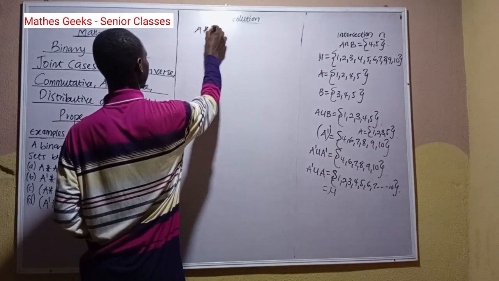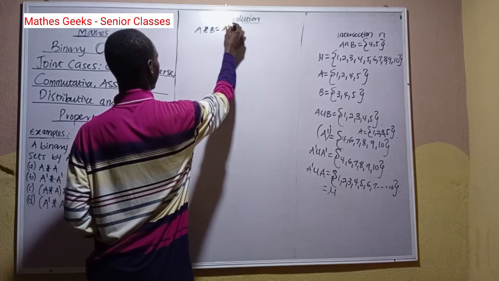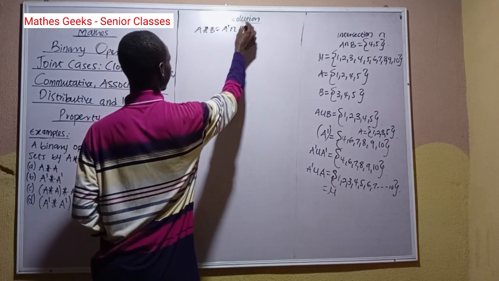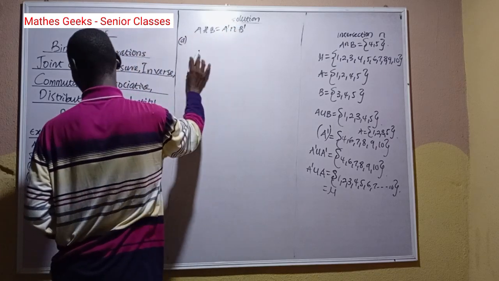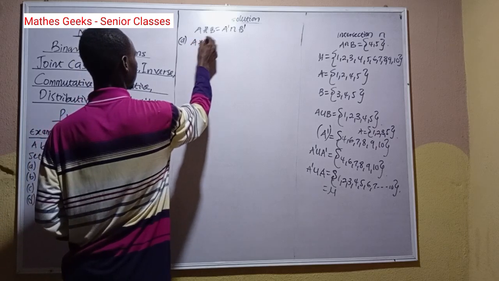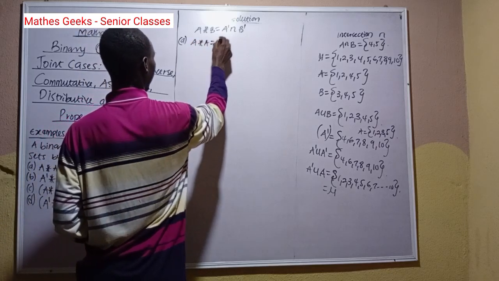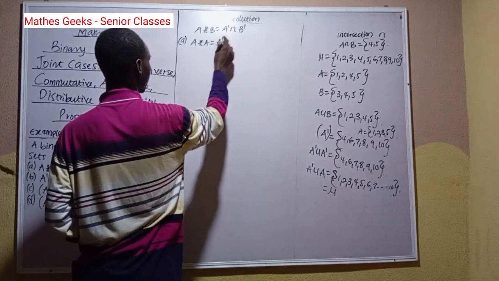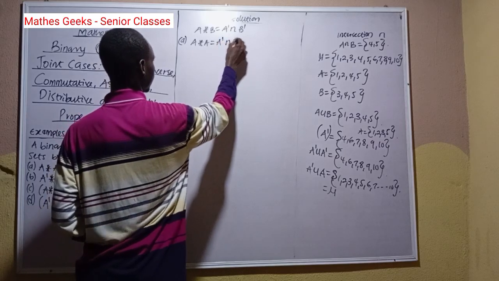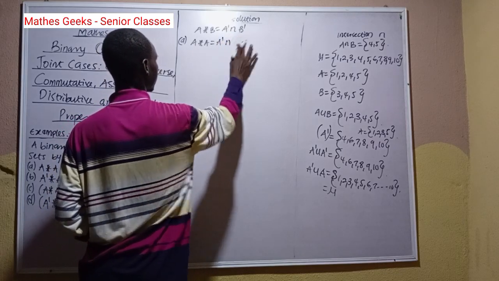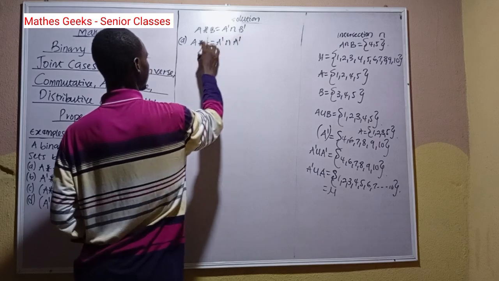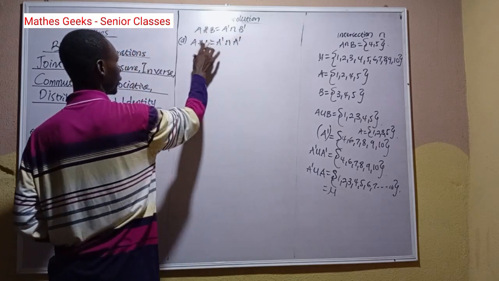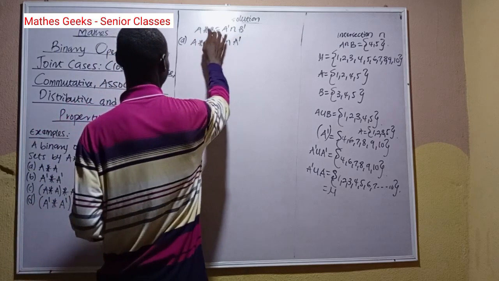A star B is equal to A complement intersection B complement. So for A star A, I will replace B here, so that would be A complement intersection A complement, because it's A star A, not A star B here, and this A is B here.